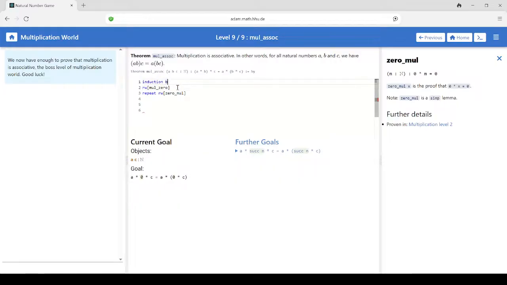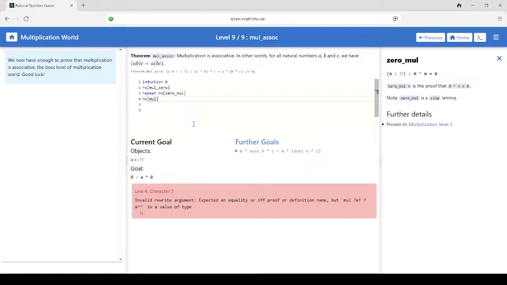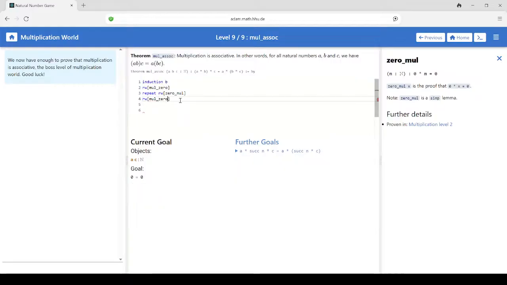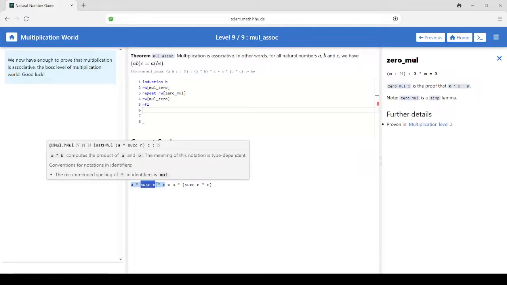That took care of A times 0. Then I'm left with 0 times C on this side and A times. Okay, I guess we just do multiply 0 again, and then we reflect that across. And now we're left with this scenario, which is what was stumping me. How do I get rid of the successor n?